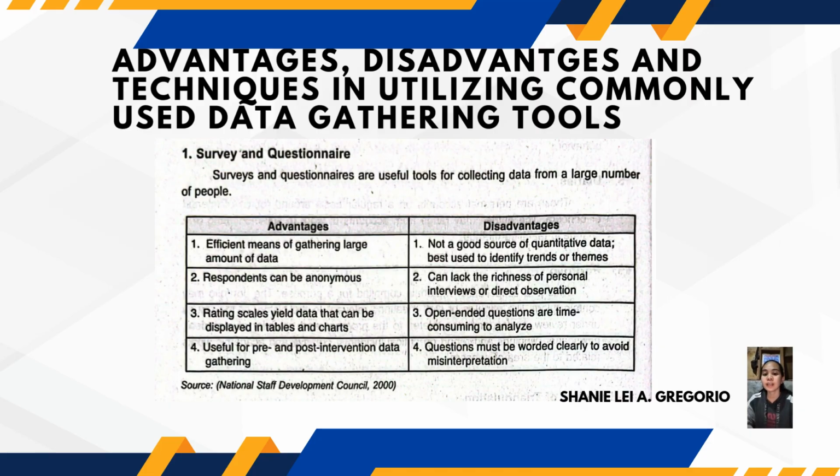Now let's talk about the advantages of these tools. Let's start with surveys and questionnaires. These are your go-to tools when you need to reach a large number of people quickly. The pros or advantages: they are incredibly efficient for big data sets and allow respondents to stay anonymous, which often leads to more honest answers. Plus, using rating scales makes it easy to turn results into charts.